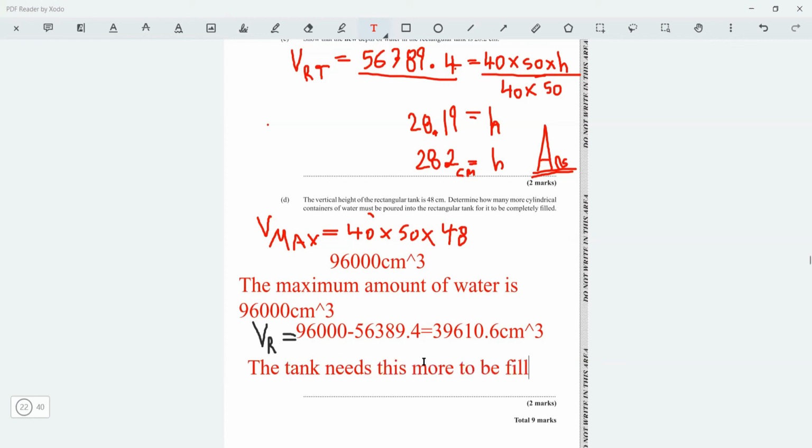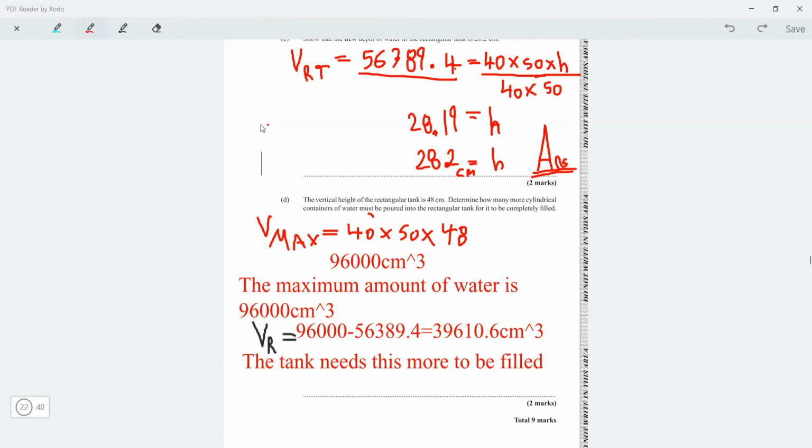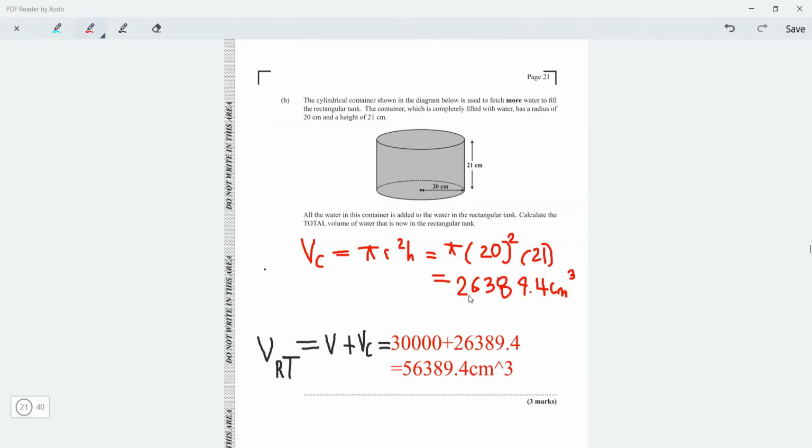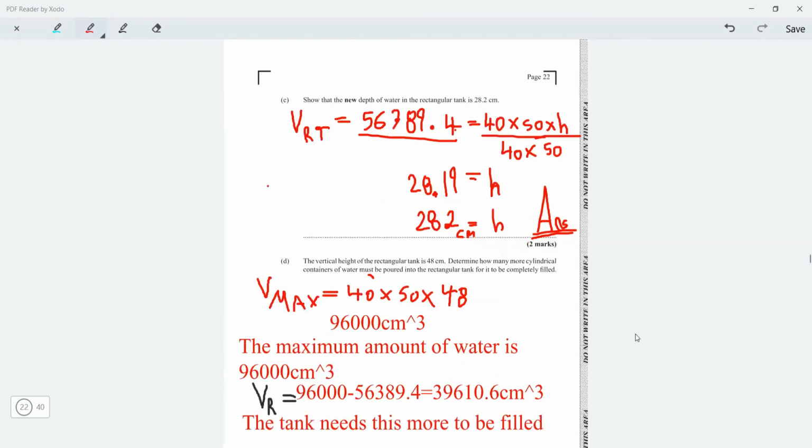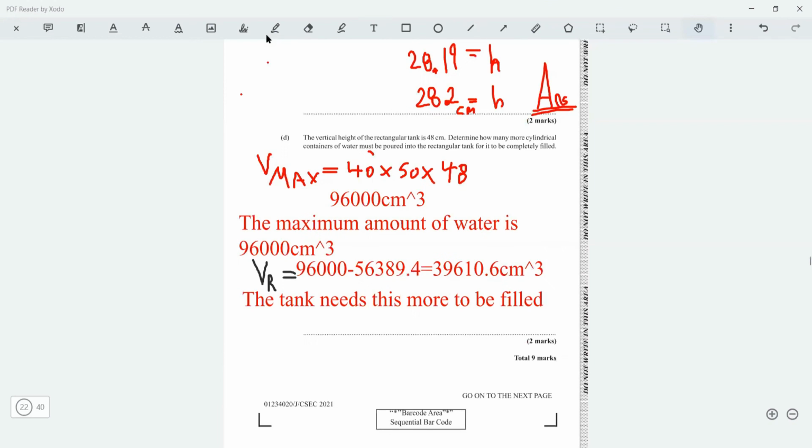Now, how much water did our cylinder hold again? Let me try that again. The cylinder can hold 26,389.4, right? That's how much the cylinder can hold. So if that's the amount the cylinder can hold, and this is the amount of water needed, how many more cylinders are needed?